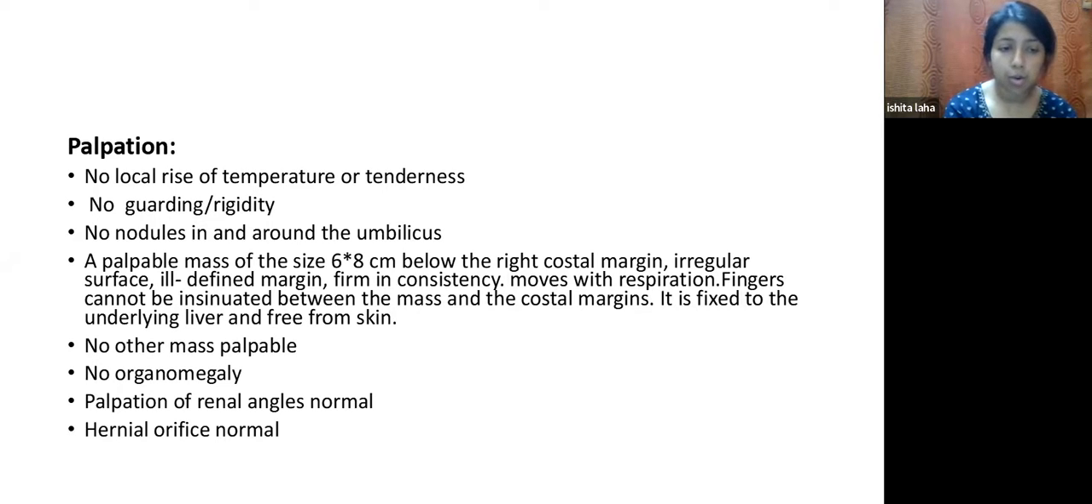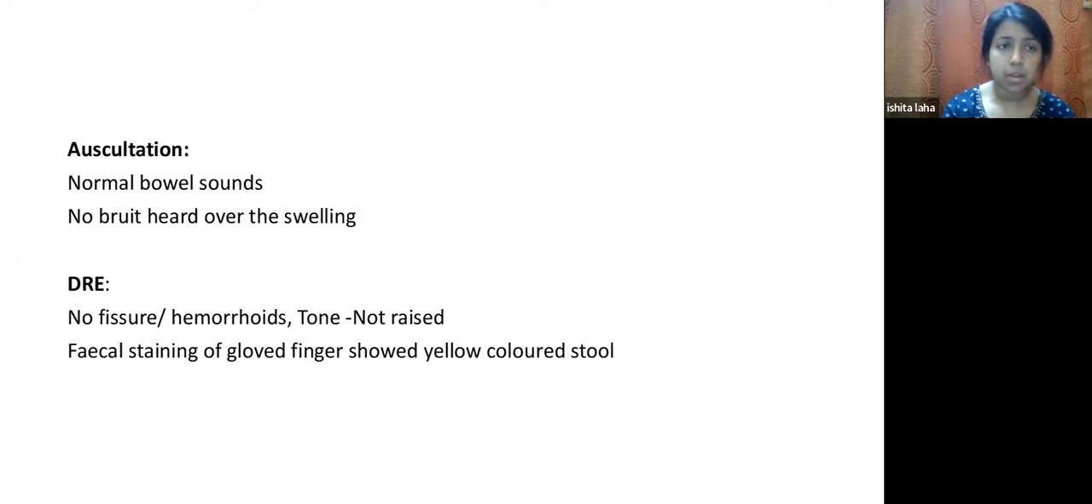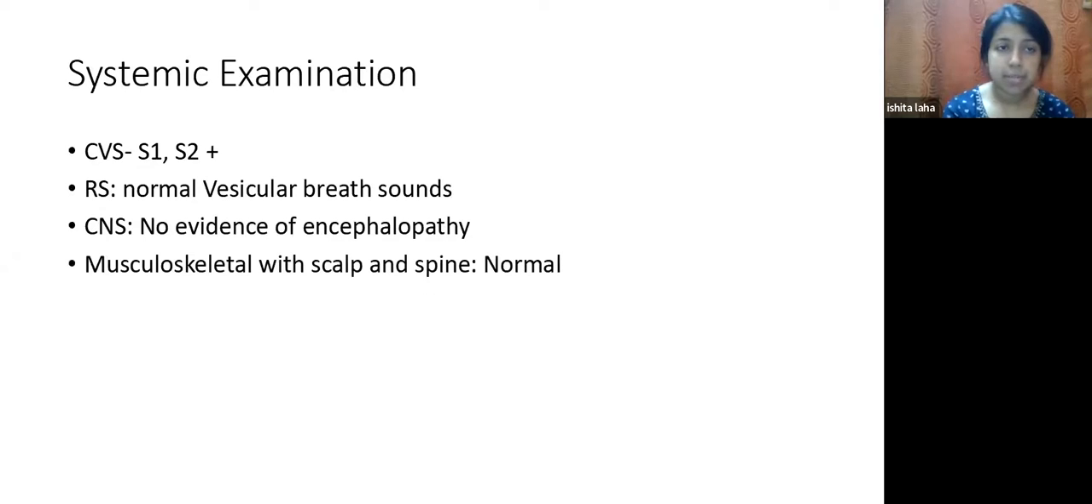Palpation of renal angles is normal, and hernial orifices are normal. On percussion, dullness is continuous with the liver dullness, that is up to the 8th rib in the mid-axillary line, and no free fluid present. On auscultation, normal bowel sounds heard and no bruit heard over the swelling. On digital rectal examination, no fissure or hemorrhoids present. Tone is not raised, and fecal staining of the gloved finger showed yellow-colored stool. My systemic examination was essentially normal, and there was no evidence of encephalopathy.